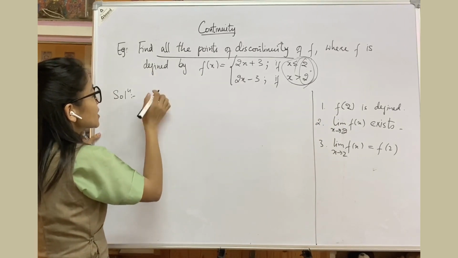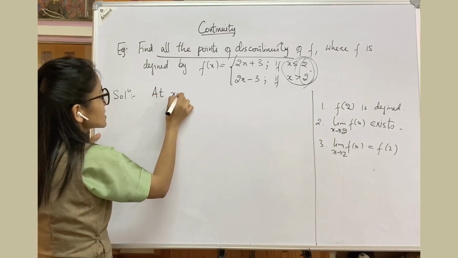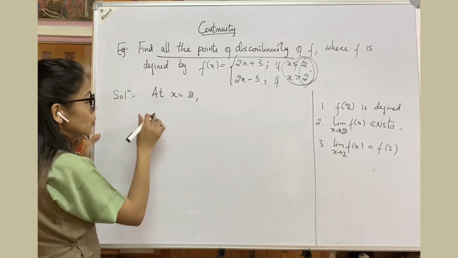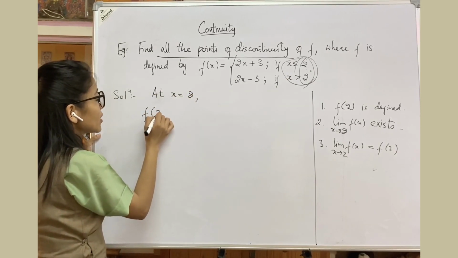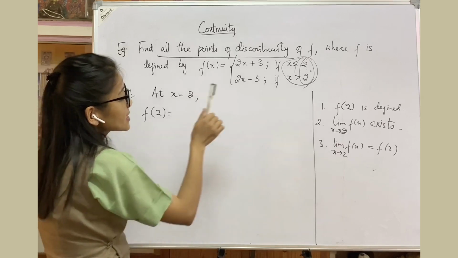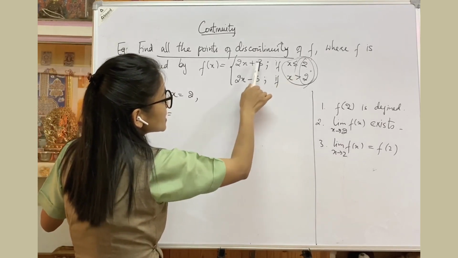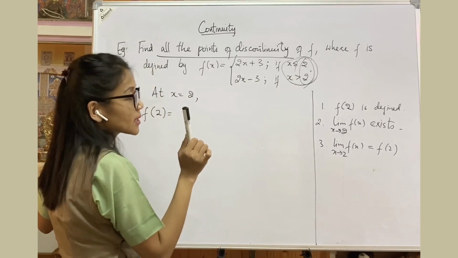Okay, so we are checking the continuity at x equals 2. So first you find out f of 2. When x is equal to 2, will the function take this value or this value? First you have to think.